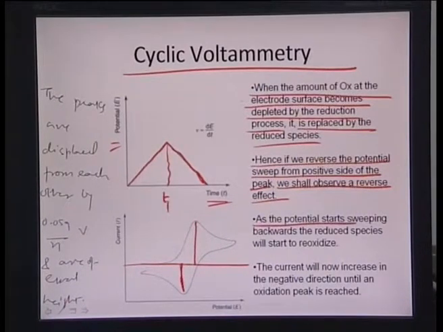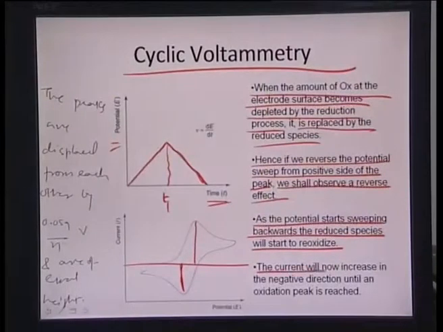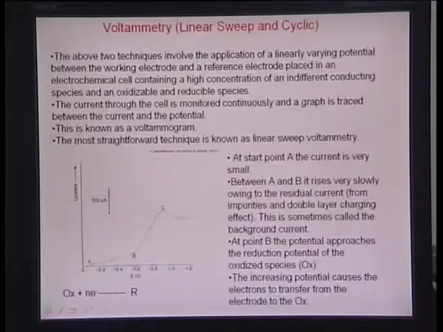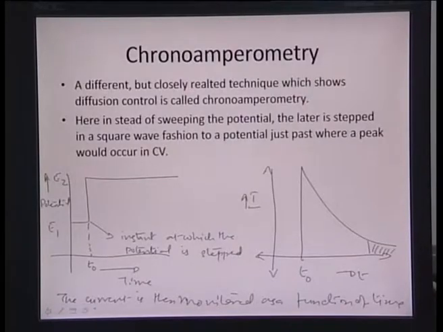So as the potential starts sweeping backwards, the reduced species will start to reoxidize again, and the current will now increase in the negative direction until an oxidation peak is reached. What is more interesting to observe here is that in an n electron transfer process, these two peaks are shifted by exactly one Nernstian slope, 0.059 by n volts, and they are typically of equal heights, because that indicates the equilibrium of concentration of the reduction and oxidation species inside the redox couple, the redox reaction. So that is all about cyclic voltammetry that one should know.